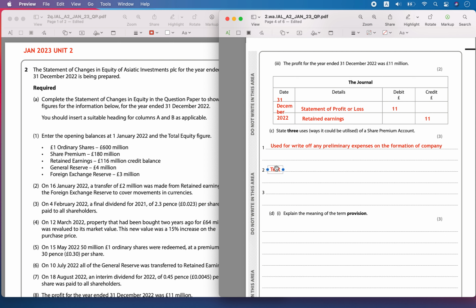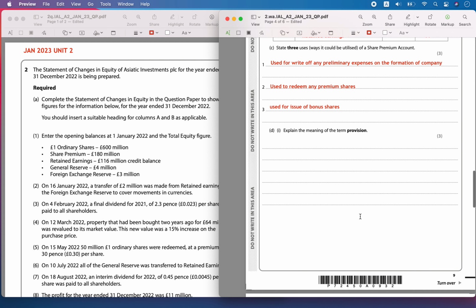Then it could also be used to redeem any premium shares. When you want to redeem, you will use it. And the third way you can use it is for the issue of bonus shares. So you can also use this to issue bonus shares.